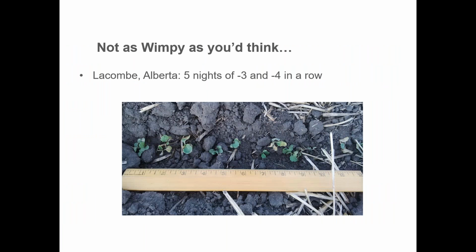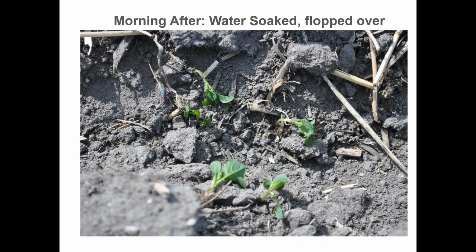Canola really isn't as wimpy as you'd think. So some of those temperatures look a little scary, but we've certainly seen examples year after year of canola withstanding some pretty cool, some pretty adverse conditions. This was in Lacombe, Alberta, a number of years ago, and they experienced 5 nights in a row of around -3, -4, and that crop survived and fared relatively well. So we don't want to just assume based on those temperatures that we're going to have issues.